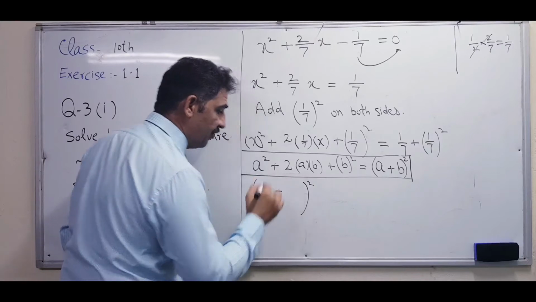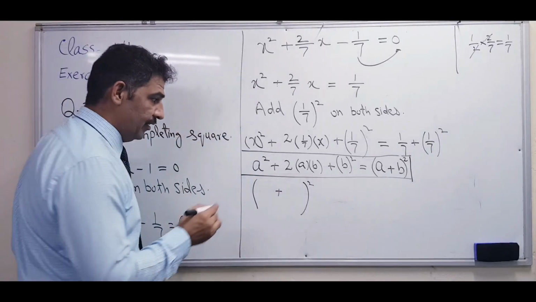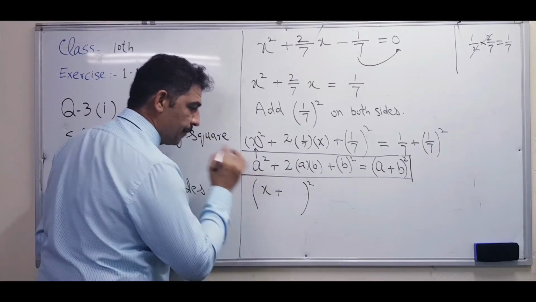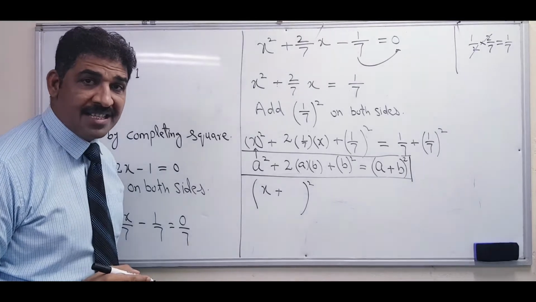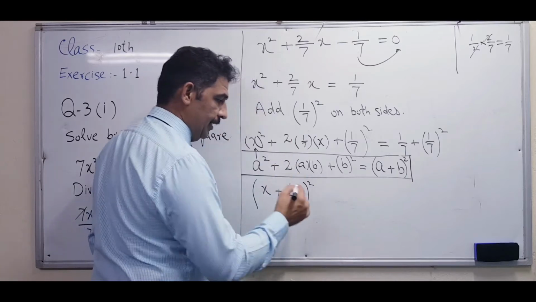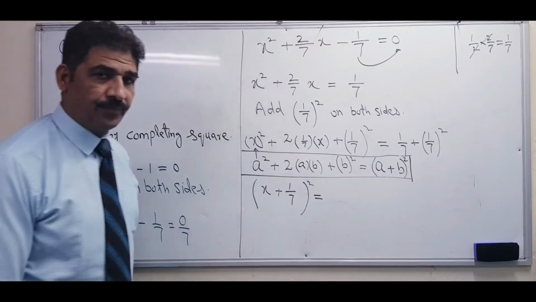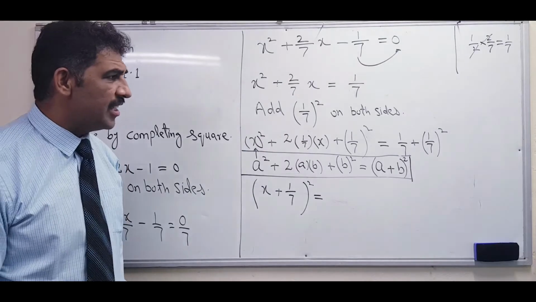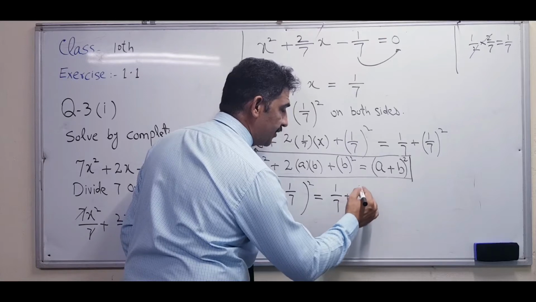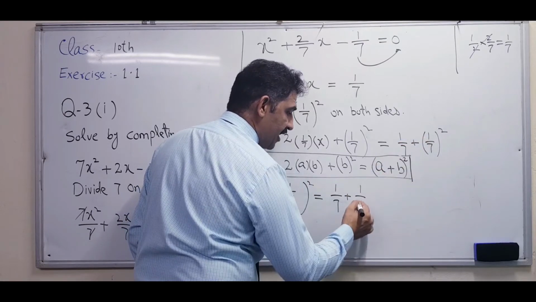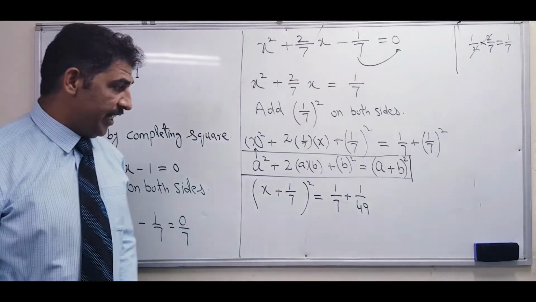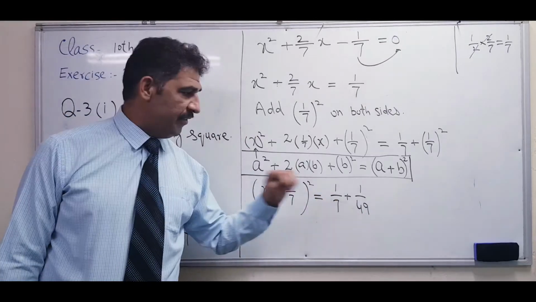So use the plus. What number do you have in the place of a? X. And in the place of b, what is that? 1 over 7. Good. This is the left hand side. Now we will go on the right hand side. What is on the right hand side? 1 over 7 plus 1 over 7 square. What is that? 1 over 49. Now we have to simplify the right hand side first.